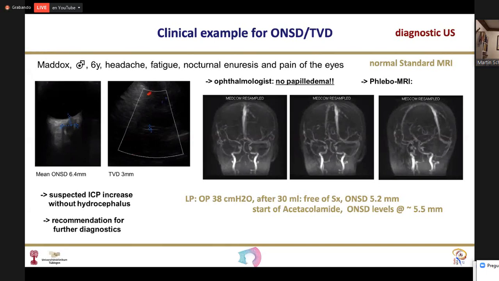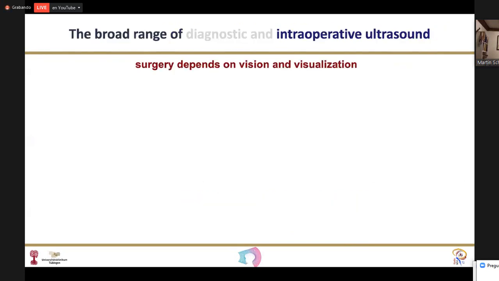And then we started him on acetazolamide, and we leveled the ONSD at about 5.5 under treatment, so we knew he's fine. And when we tried to wean him a year later, the ONSD was coming up above 6, and the symptoms recurred, and eventually he ended up with an LP shunt. So this is a very nice example to show you how these parameters can aid you in managing patients.